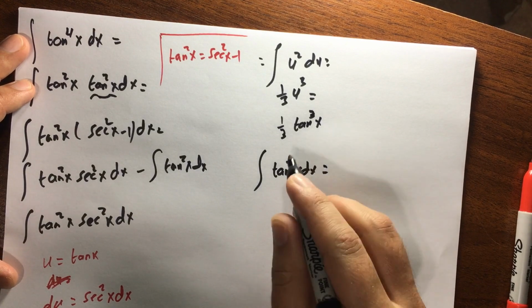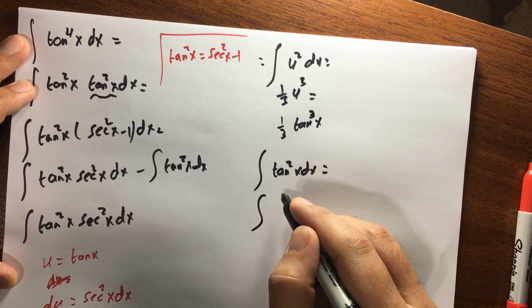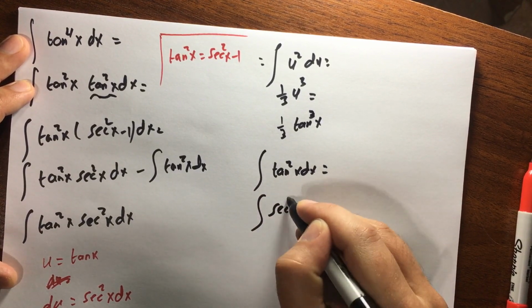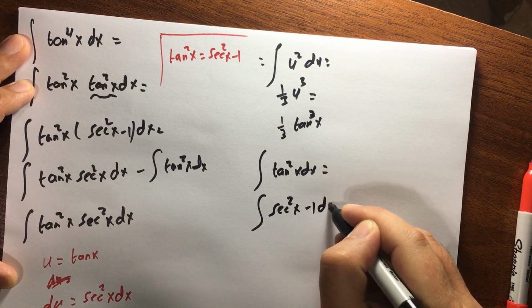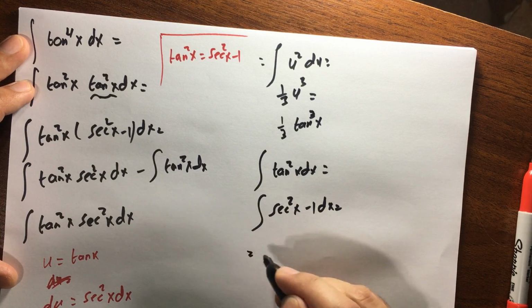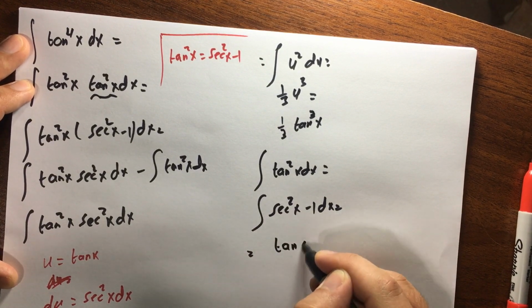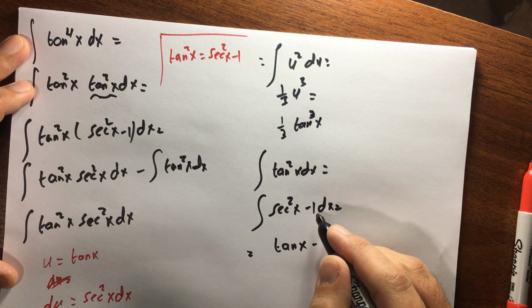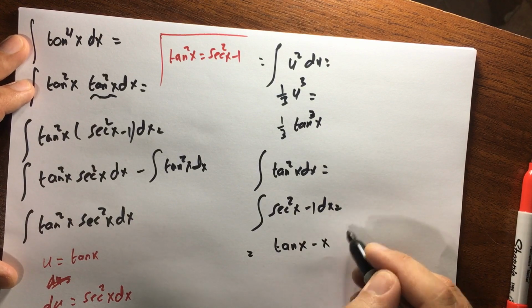Again we use the trigonometric identity above, so this equals the integral of secant squared x minus 1 dx, and secant squared x is the derivative of tan of x. So this equals tan of x, and minus the integral of 1 is x.